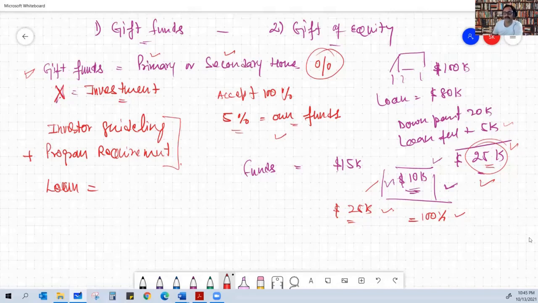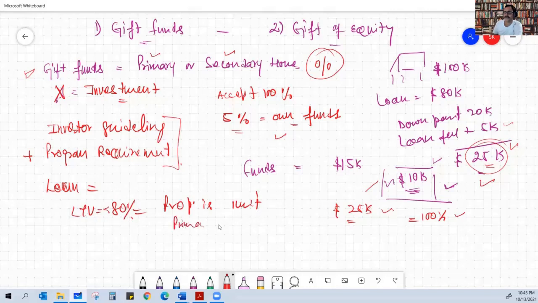So there are different programs. Just giving you an example, there could be a program that says, okay, if LTV is equal to or less than 80% and the property is 1 unit, and it's a primary or secondary home, then we can accept 100% of the down payment as a gift.